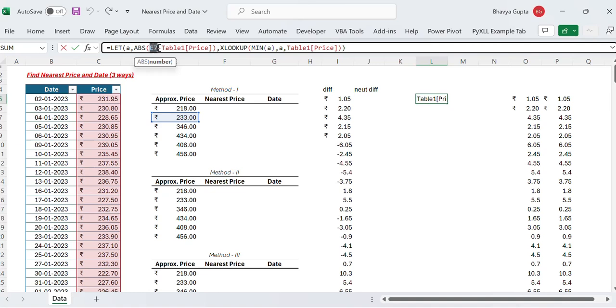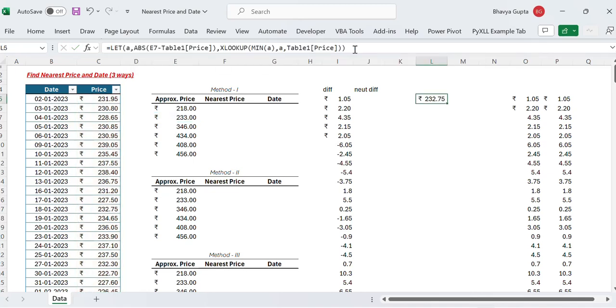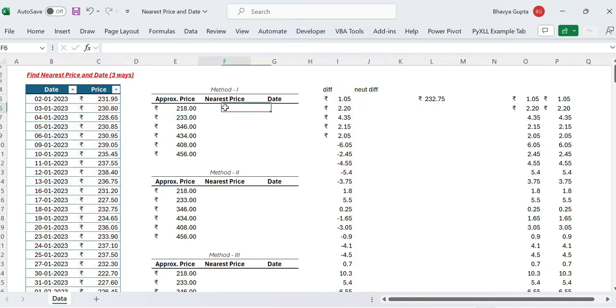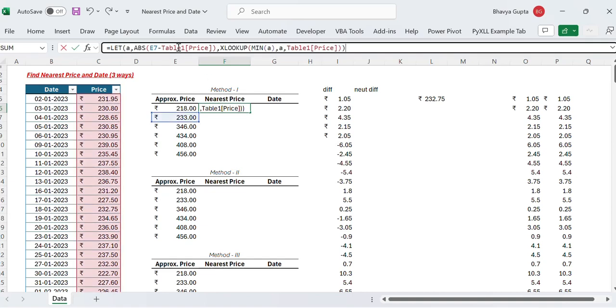Now we are only reduced to user input. So E7 will be a user input, this will be a user input, and this will be a user input as well. So this is the formula that we have, the final formula. And now we can copy this. We will come here, paste that.